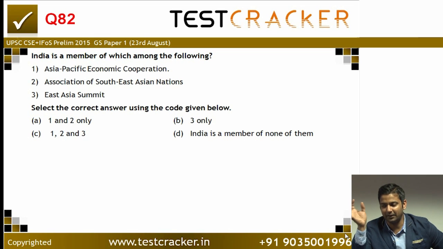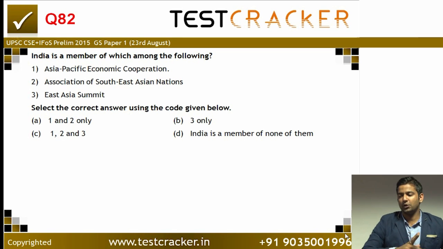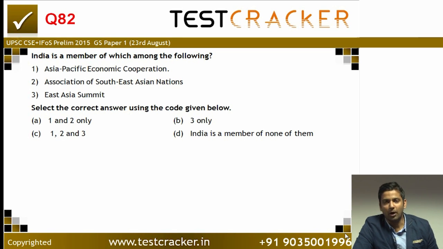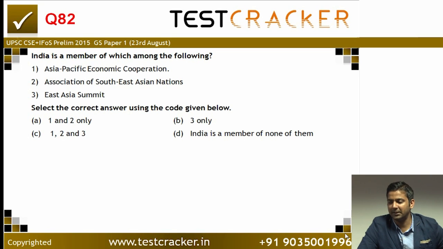Clearly, India is not a member. It has 10 members. India would love to be a member. India is not a member, right? So 2 is definitely not correct. Now look at the beauty of the options now. If you know 2 is not correct, you can reject A and C. You come to B and D, which means now you need not worry about Asia Pacific Economic Cooperation. If you know, well and good. Even if you don't know, you need not worry. You need to just read statement 3, which is East Asia Summit.